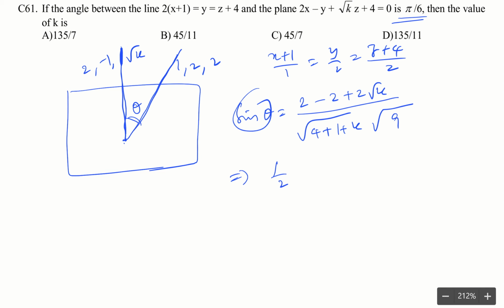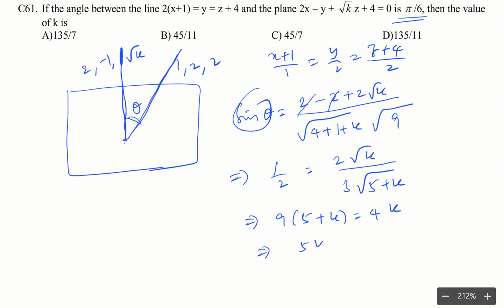He gave already that angle theta as pi by 6, therefore this will be 1 by 2 is equal to, I'm getting it as 2 root k by 3 root (5 plus k). So I have it as 9 into (5 plus k) is equal to 4k. Or from this I have 5k is equal to, sorry, this is 16k here. So I have 45 is equal to 7k, or I have k is equal to 45 by 7. Let's go to next problem.